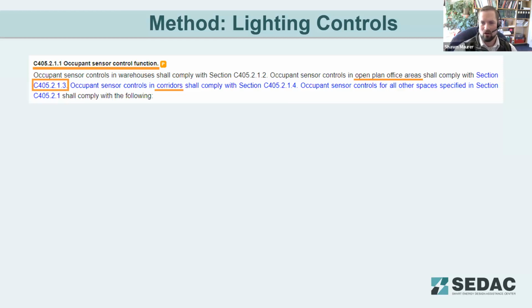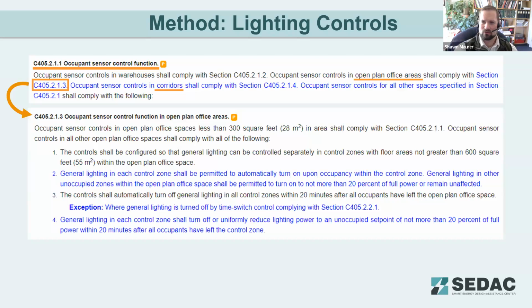The open plan offices requirement is in section C405.2.1.3. So if we scroll down through the code, we find that section. These are the requirements for that open office plan control sequence. As you can see, lots of requirements, pretty detailed. For the corridors, that's section C405.2.1.4.